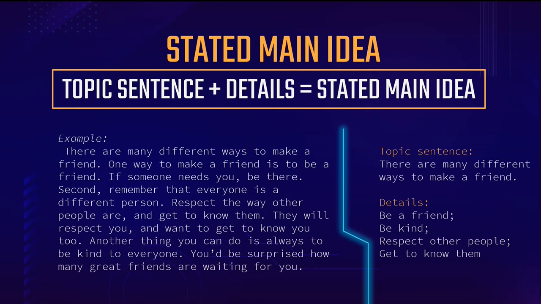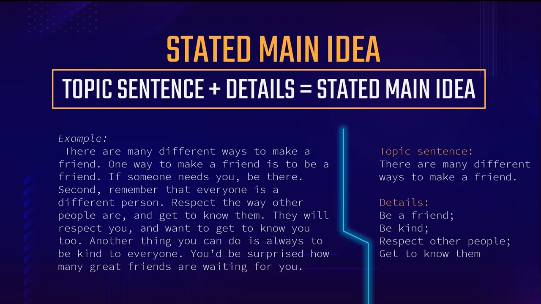For example, there are many different ways to make a friend. One way to make a friend is to be a friend. If someone needs you, be there. Second, remember that everyone is a different person. Respect the way other people are and get to know them. They will respect you and want to get to know you too. Another thing you can do is always to be kind to everyone. You'll be surprised how many great friends are waiting for you.